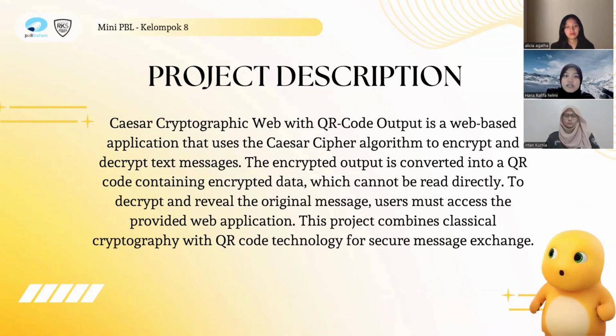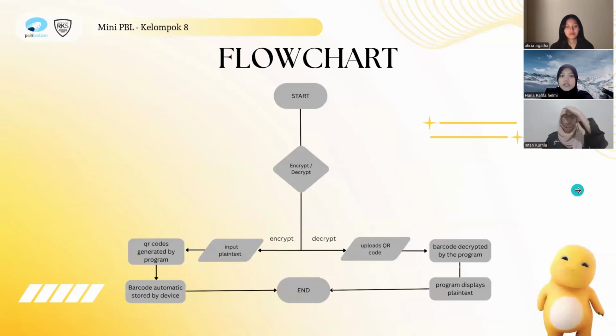First, the process starts when the user opens the application. Then the user chooses to encrypt or decrypt a message. If the user selects encryption, they input the plain text, then click generate QR code. The QR code is then automatically saved on the user's device and the process ends.